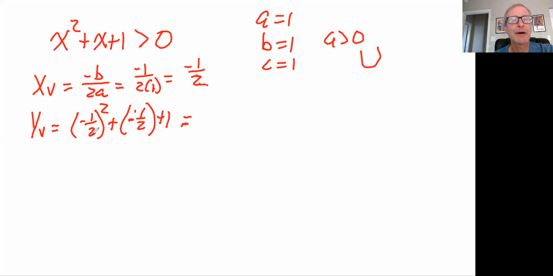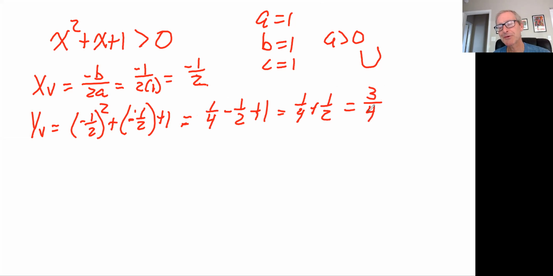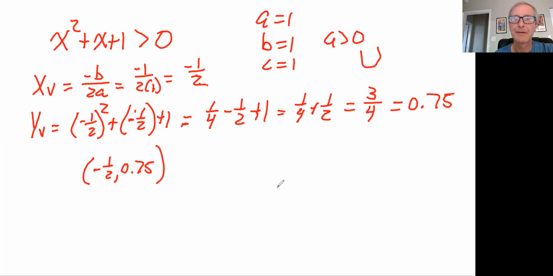So minus 1/2 times minus 1/2 would be positive 1 over 4, right? And then you subtract 1/2, and then you add 1. So this would be 1/4 plus 1/2, and when you add that together, you would get 3 over 4. If you hate fractions, you could always do it with your calculator, and you would get 0.75. So what's our vertex? Minus 1/2, 0.75, or 3/4.